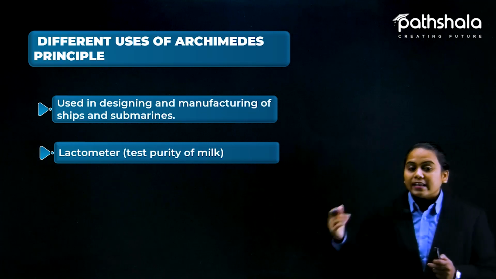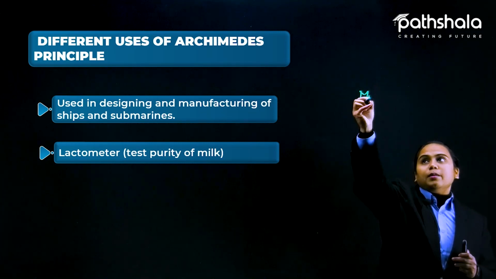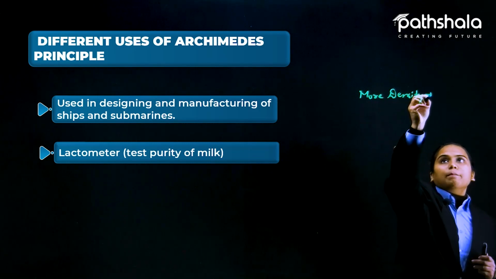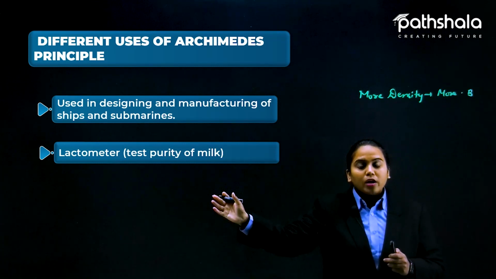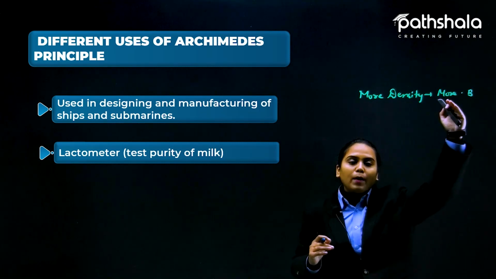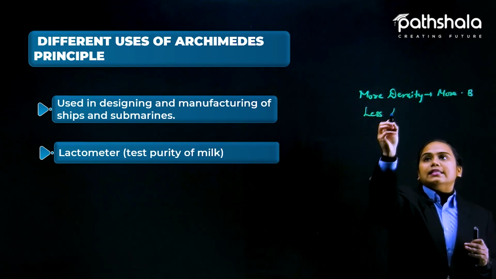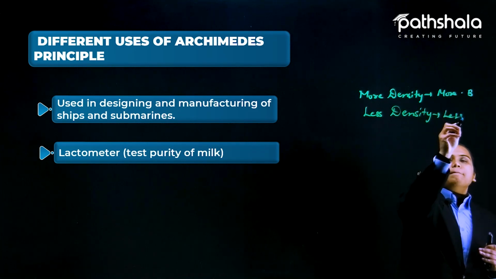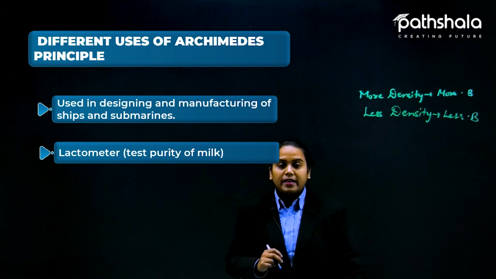So here that gives us a principle that the more dense part will have more buoyancy. That is why if the milk is pure, then that pure milk will give you more buoyancy, more upward force, and the less dense milk will give you less buoyancy. So here Archimedes' principle is useful again.